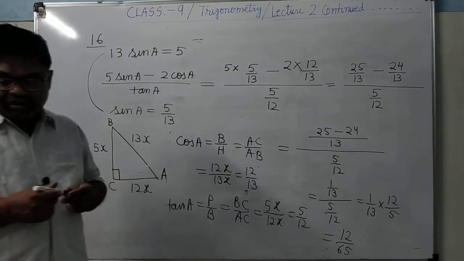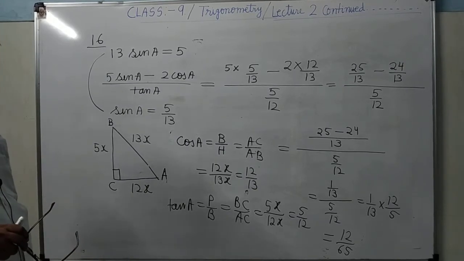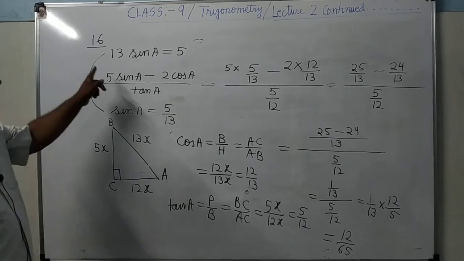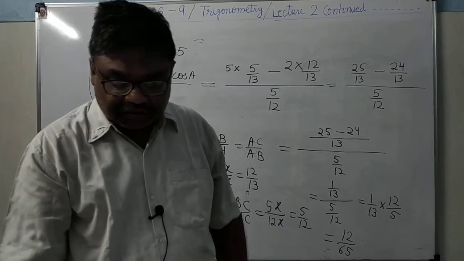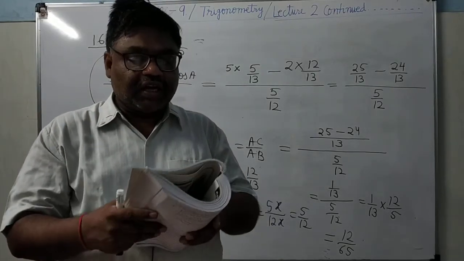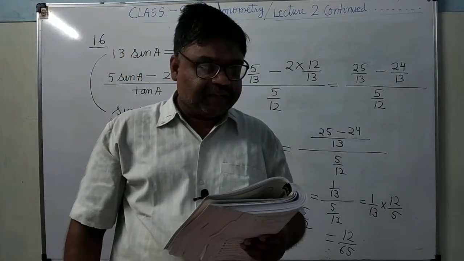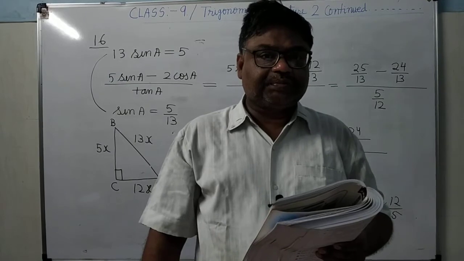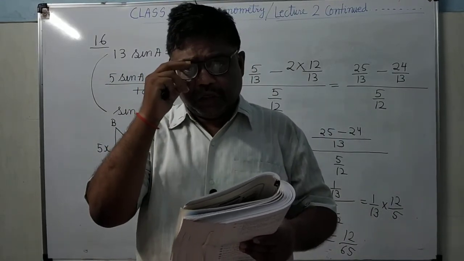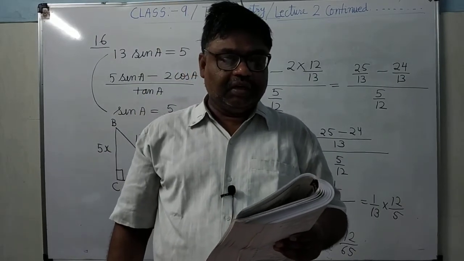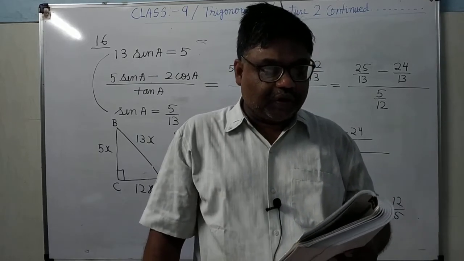It's clear? So there are two ways which I have told. You can do it in terms of PBH, or you can do it by making the triangle. Now there are some more questions which can also be done by these methods, but there is a special way of doing those questions. By that special way you can do it very simply.